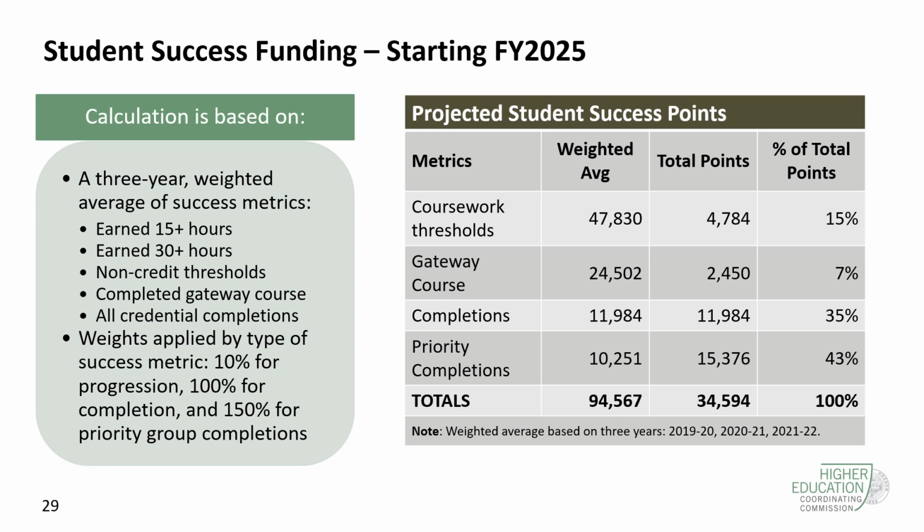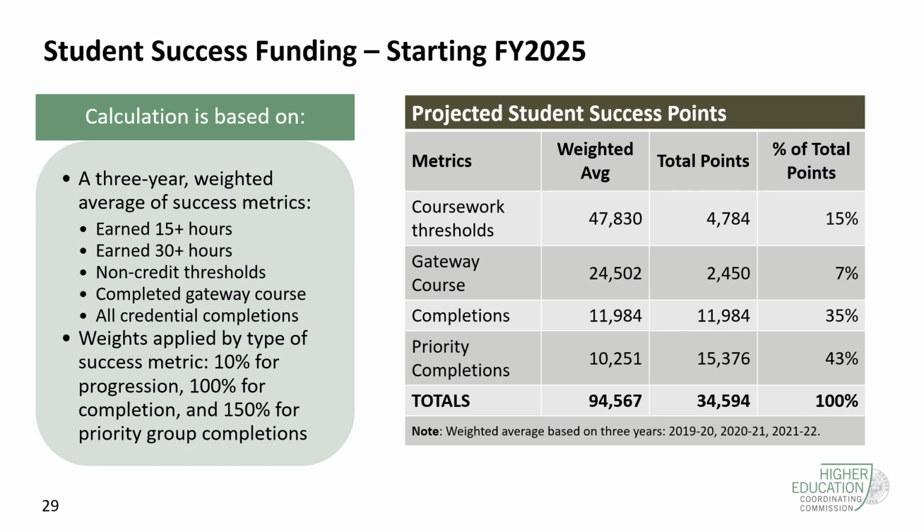So you can see in the table on the right, for the coursework thresholds, as in students who earn 15 hours or more, students who earn 13 hours or more, there were 47,830 successes over the last 3 years. And so we multiply that by 10% and we get 4,784 points. We do the same for the gateway courses, completions, priority completions.